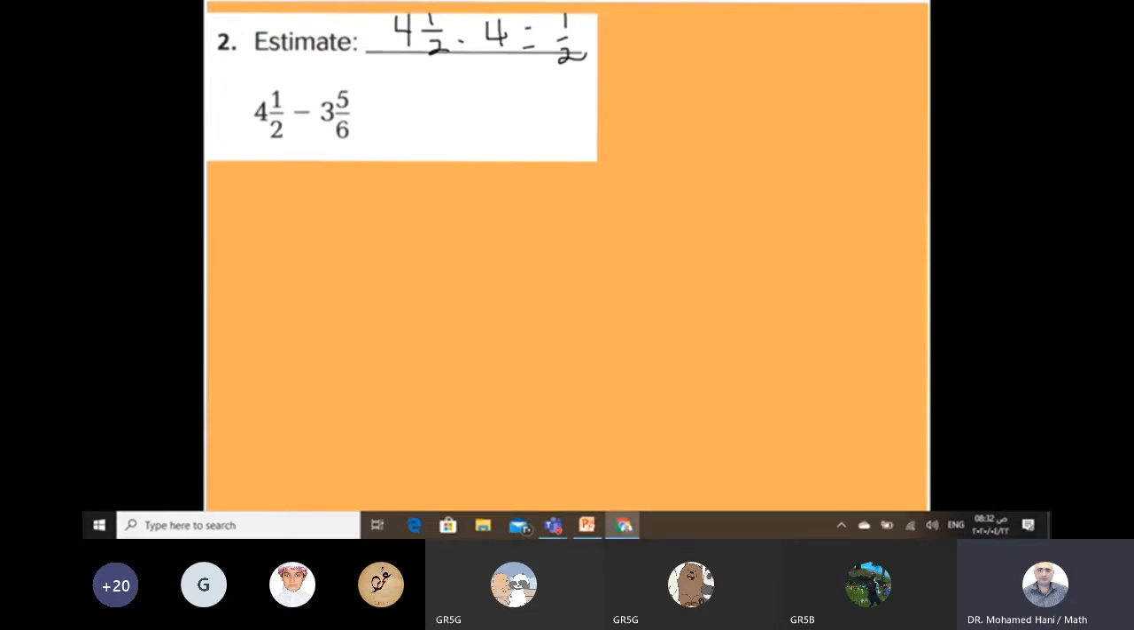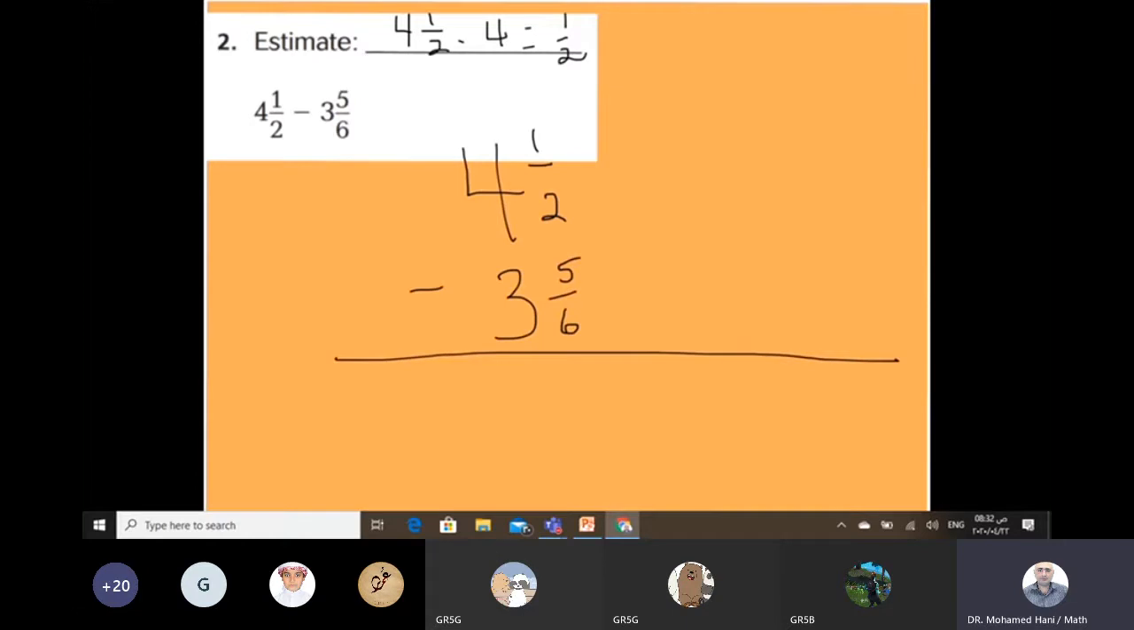Let's go ahead and try this out. I always prefer to set it up by making it vertical. So I'm going to put 4 1/2 minus 3 5/6. Now we're going to do what we learned in yesterday's lesson by finding equivalent fractions with the same denominators. Right now I know my denominators are not the same, but we can make them the same. If I have denominators of 2 and 6, I know my common denominator can be 6, because 2 and 6 can both share the same common denominator. 3 5/6 will stay the same, but 4 1/2 equals 4 3/6.